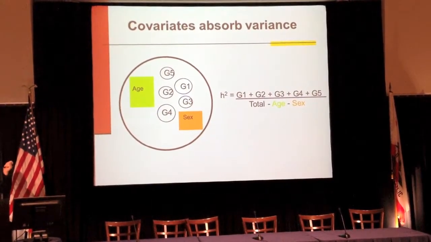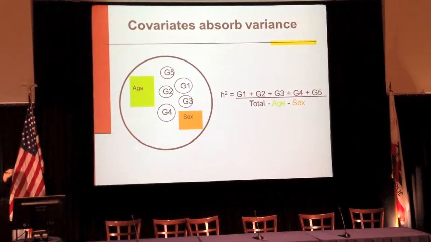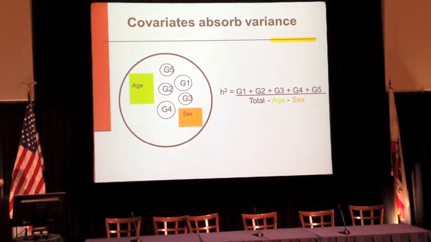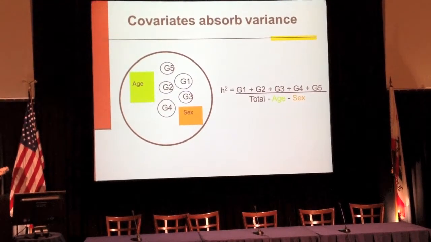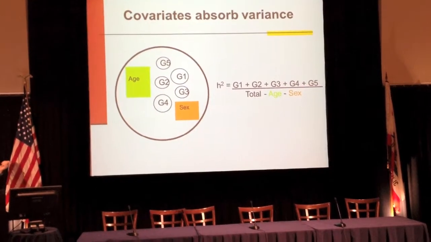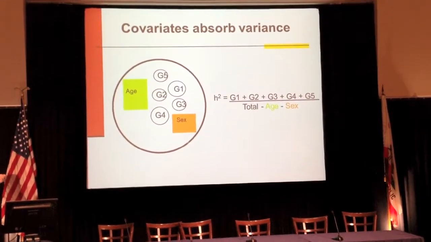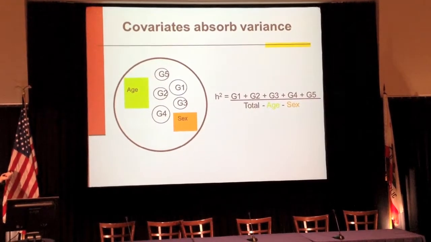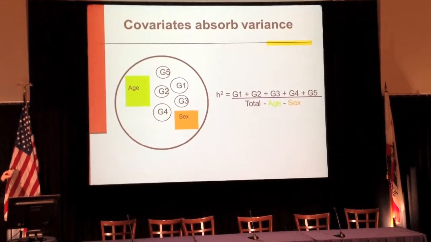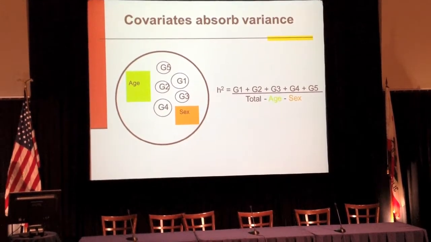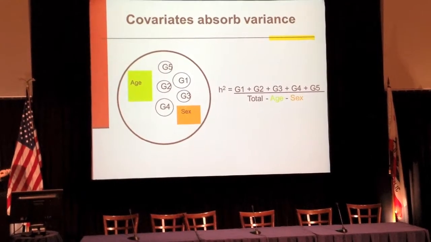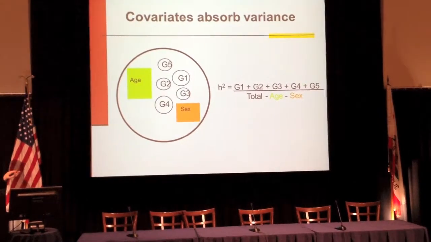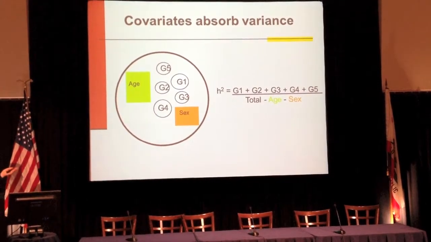For example, let's say this is height. The trait is height, and this is our total variance in the group. We're interested in how 4 genetic factors influence height. But we also know that age and sex will greatly attenuate the height, right? We are born fairly short, and based on our gender, we have gender-specific dimorphism. So males are typically taller than females.